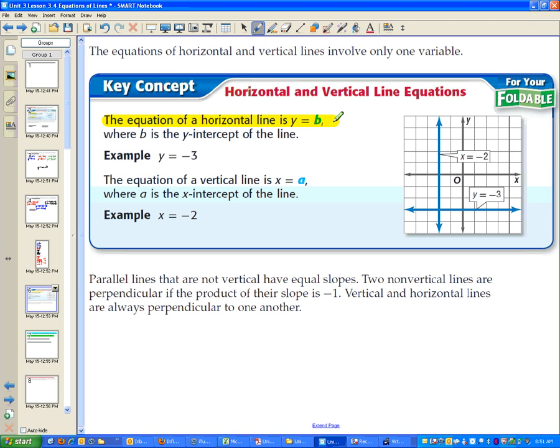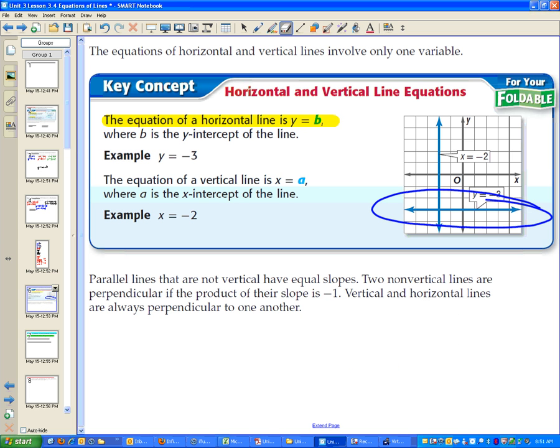Because think about it. What's the slope of a horizontal line? 0. So if I had y equals 0x plus b, doesn't it always just turn into that then because 0 times x is 0? So just remember that your horizontal line equation is going to be y equals b. Y equals whatever the y-intercept is. Like that one. Okay?